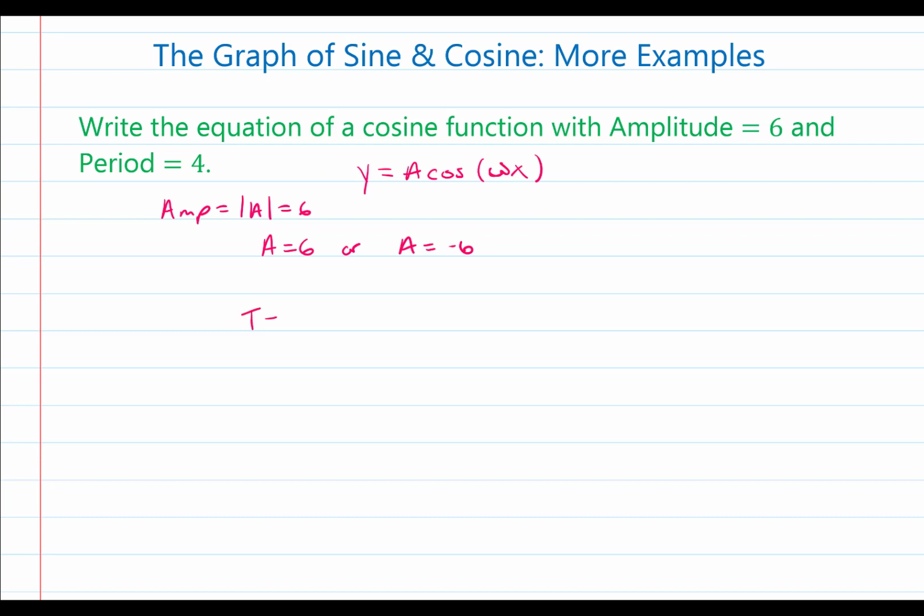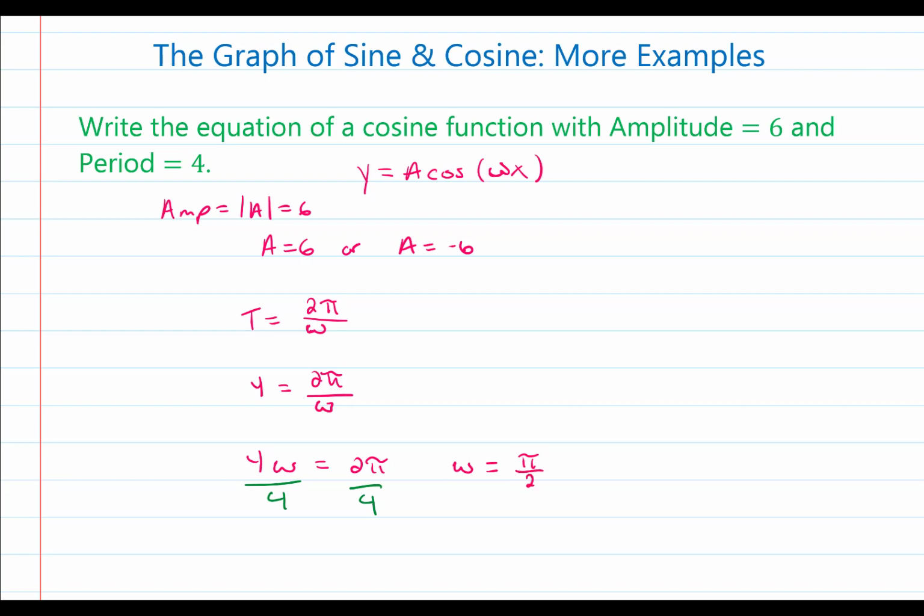The formula for the period is T, which represents the period, is equal to the fundamental period of our trigonometric function divided by omega. In this case, the fundamental period of cosine is 2 pi, and we divide that by omega. What we know is the period, which is T, so we're going to replace the variable T with the value 4, and we're going to solve for omega. Let's start by multiplying by omega to both sides, so we get 4 times omega is equal to 2 pi, and then we divide by 4 to both sides to finally get omega equal to pi over 2.